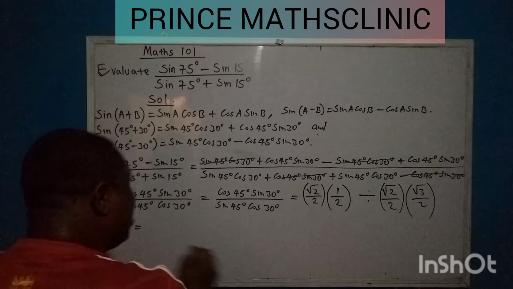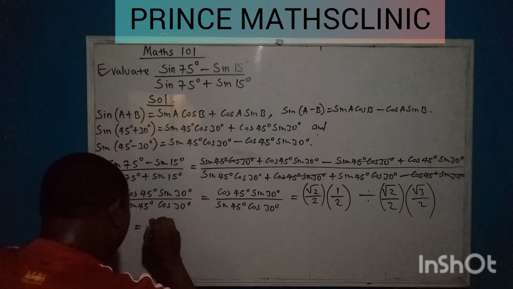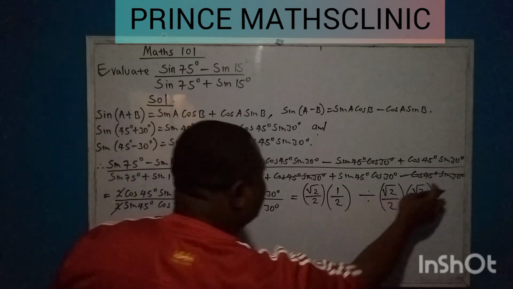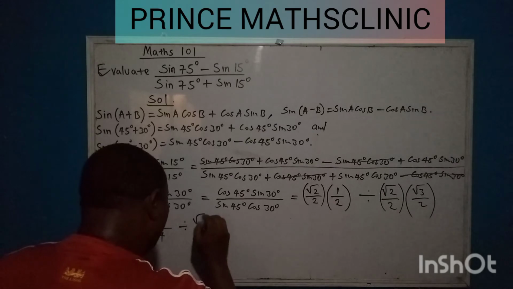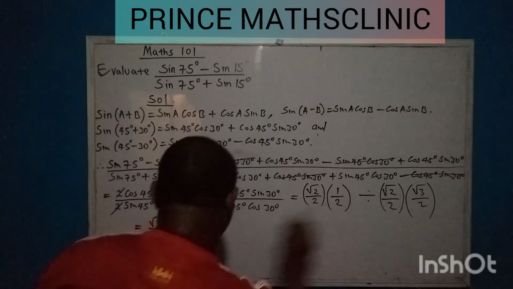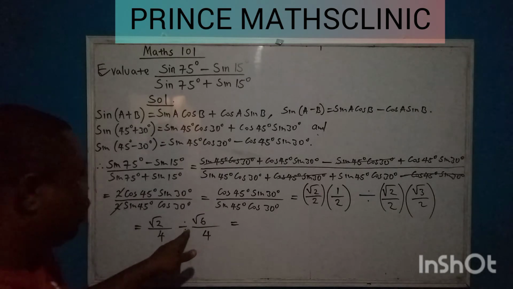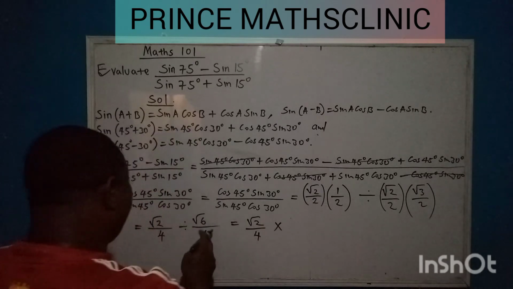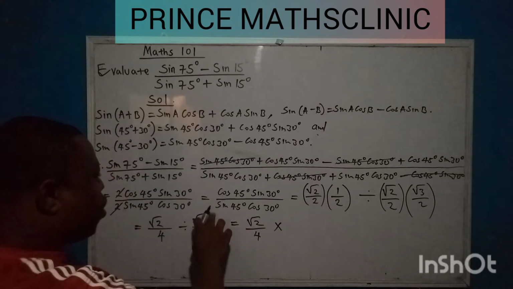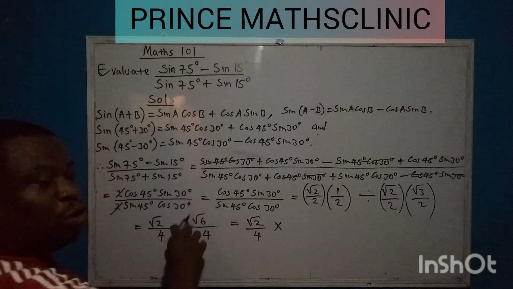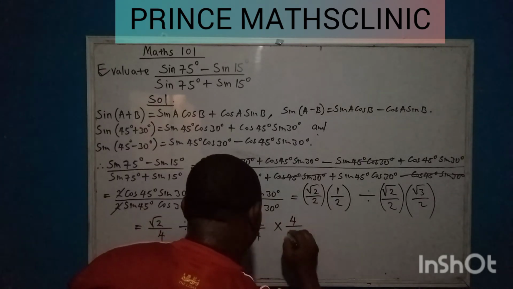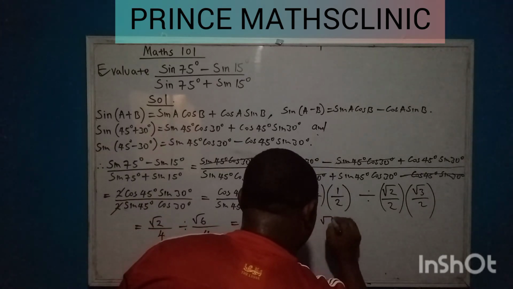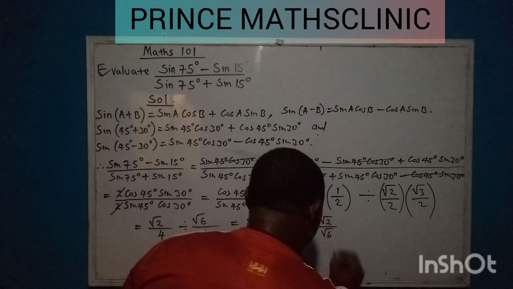So therefore, if we simplify this, root 2 times 1 is root 2. 2 times 2 is 4. Divided by root 2 times root 3, which is root 6, over 2 times 2, which is 4. And we know that when division turns to multiplication, the second term will change position. Numerator becomes denominator, denominator becomes numerator. So this becomes 4 over root 6. So 4 we cancel 4. So here we have root 2 over root 6.